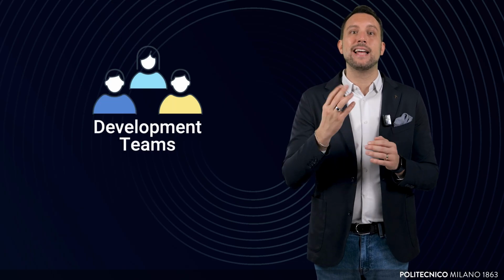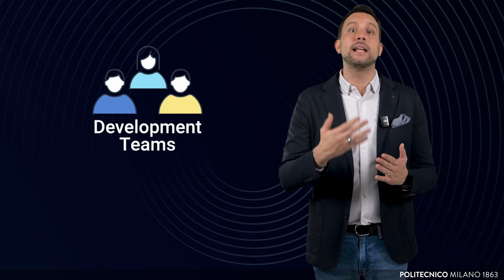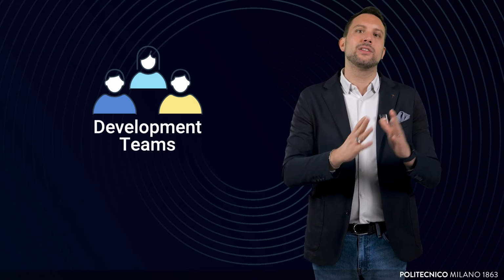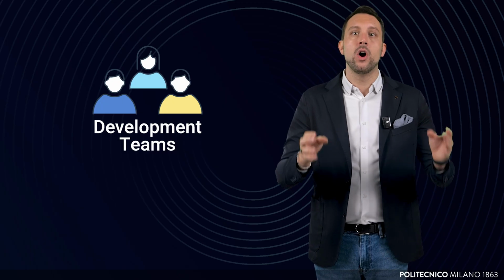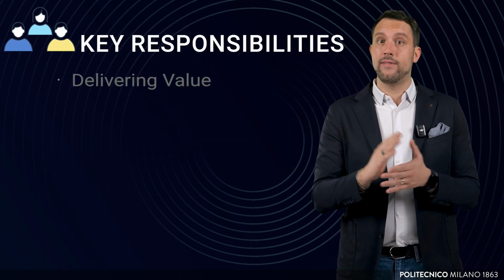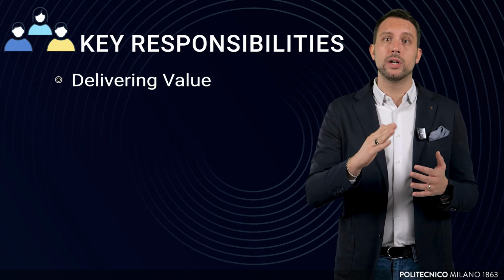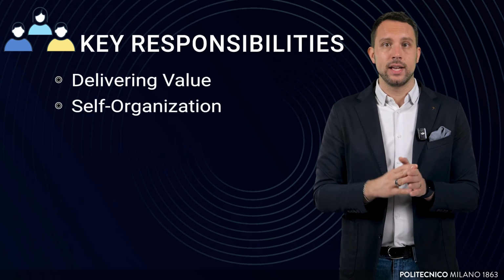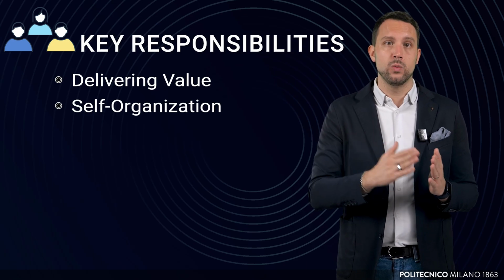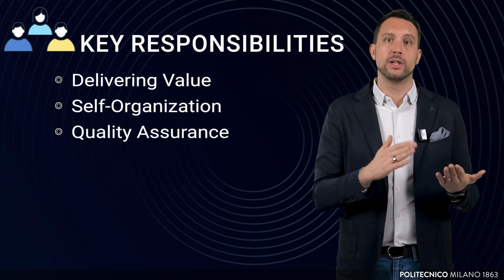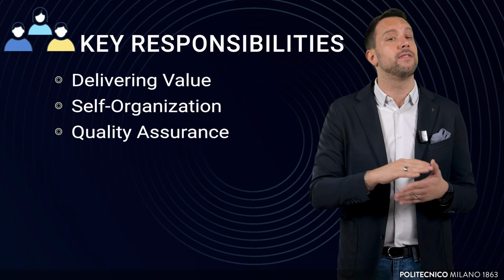The development team is the engine of the Scrum team, responsible for delivering potentially shippable increments of product at the end of each sprint. Unlike traditional teams, the Scrum development team operates with a high degree of autonomy and accountability. Their key responsibilities are the following. Delivering value. The team works collaboratively to turn backlog items into working product increments. Self-organization. They determine how best to accomplish the work within the constraints of the sprint. Quality assurance. Team members ensure the deliverables meet the agreed-upon definition of done.